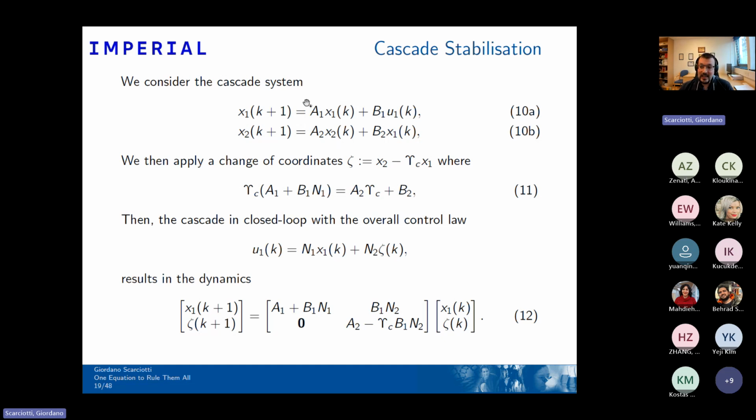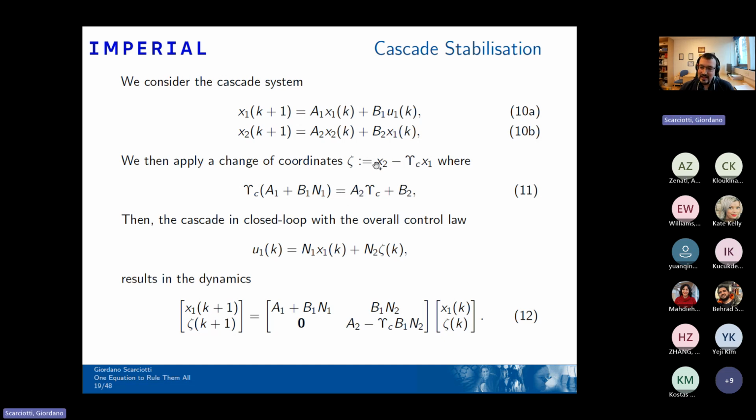Now, what is the idea behind cascade stabilization? So we are going to look at the method called forwarding. The method is that we take u, and u is the sum of 2 terms, N1 x1 and N2 times some stuff. N1 x1 is just a feedback of the first system, and we construct N1 to stabilize A1. Then we use the Sylvester equation to compute a change of coordinates. So we find the invariant subspace associated to the interconnection. And we know, as I explained at the beginning, that the invariant subspace is encoded by the solution of the Sylvester equation, which here I call Upsilon c, which solves the Sylvester equation 11, where Sigma 1, as I mentioned before, is A1 plus B1 N1, and Sigma 2 is A2.